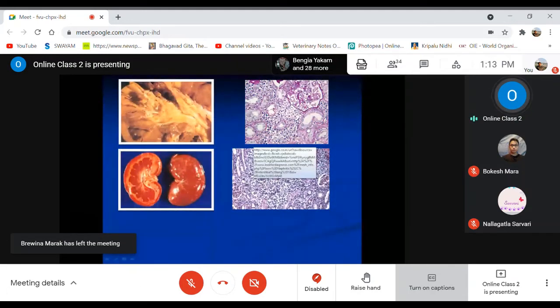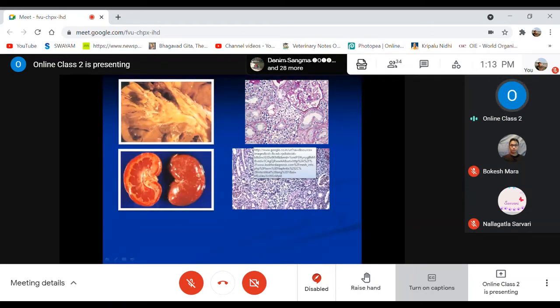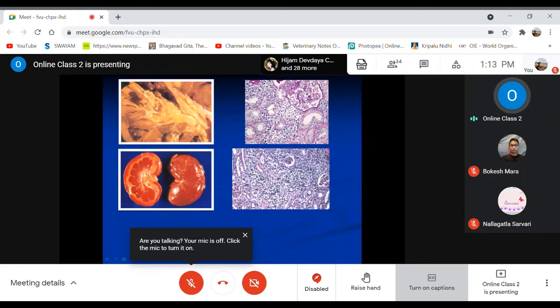Okay, it's not the tubules that are affected. The tubular epithelium may be affected a little bit, but in between the tubules, this part, what we call the interstitium, mainly shows the inflammatory reaction with infiltration of many inflammatory cells, right?